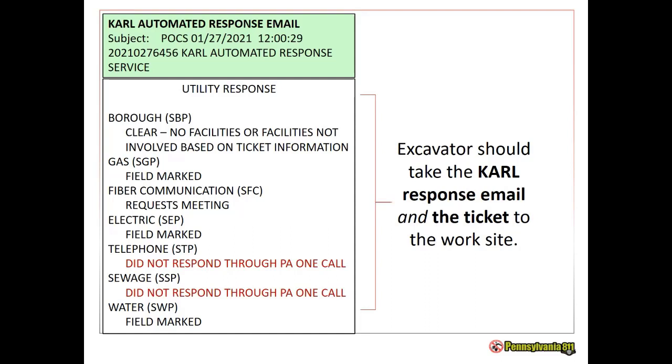They're going to get that 999 code that Ryan just told you about. What that means is we sent them the ticket information. They did not put any response through KARL back to us. They may have sent somebody out. You may go out there. You may see orange lines from the telephone company.